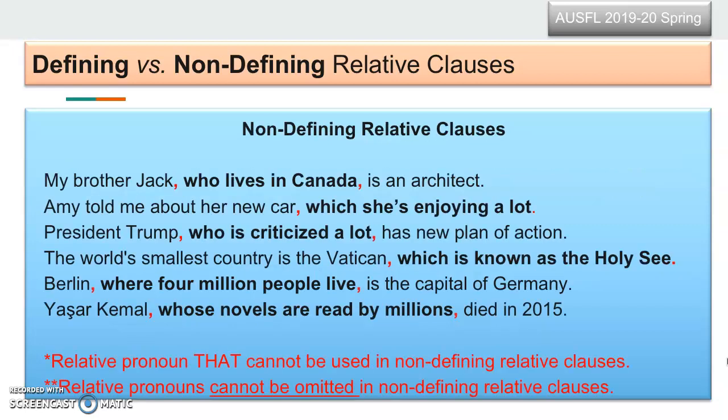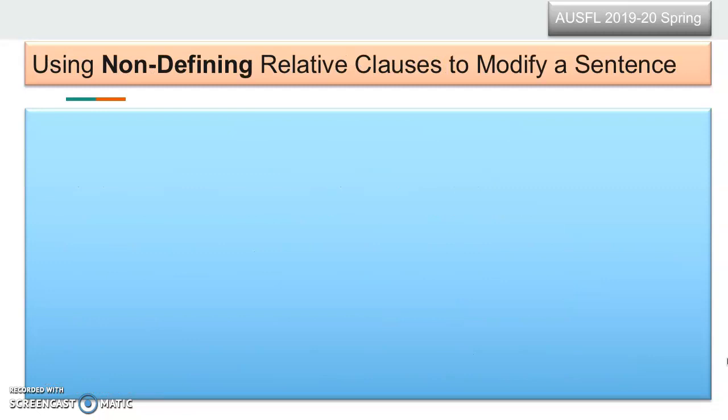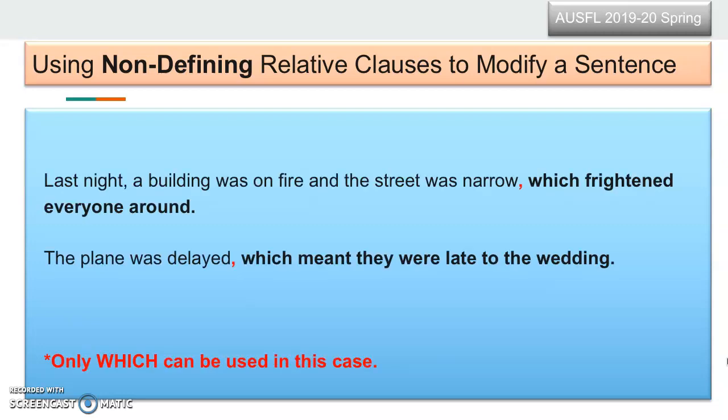Here are some more examples. Please note that you cannot use the relative pronoun that in non-defining relative clauses. You cannot omit a relative pronoun either. The last point about non-defining relative clauses is that we can use them to talk about an entire sentence. Now look at these examples. As you can see, the non-defining relative clauses here do not describe a specific noun, but they refer to the whole sentence. In this kind of relative clauses, we can only use which as the relative pronoun.